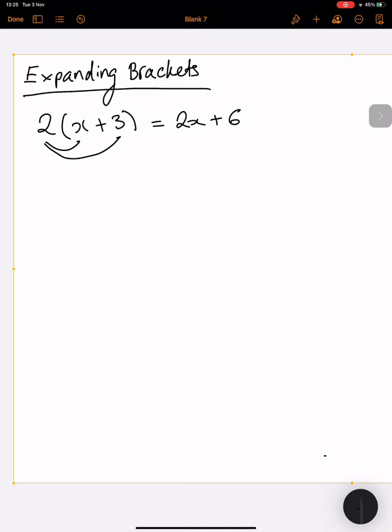Another example would be this. So x by x and x times by 4. So what this is going to be is x times x, which is x squared, plus 4x.